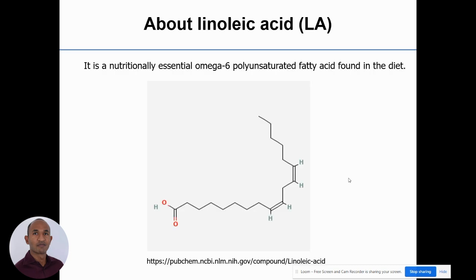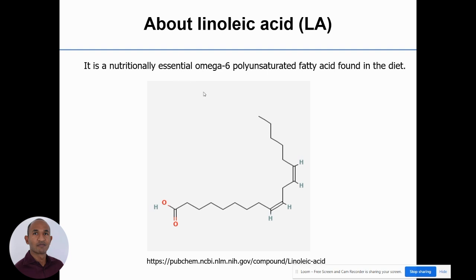A crash course in chemistry. Linoleic acid, or LA, is a nutritionally essential omega-6 polyunsaturated fatty acid found in the diet. So let's dissect some of the terms in this phrase. It's nutritionally essential because unlike plants, we cannot make it endogenously. So we need to get it from the diet, and plants are the best source for LA.